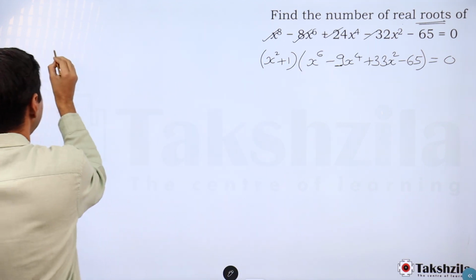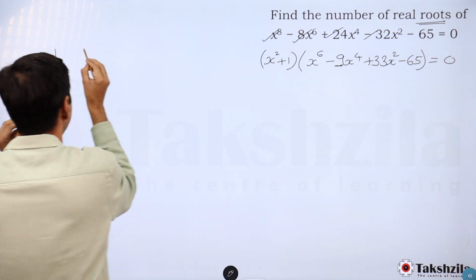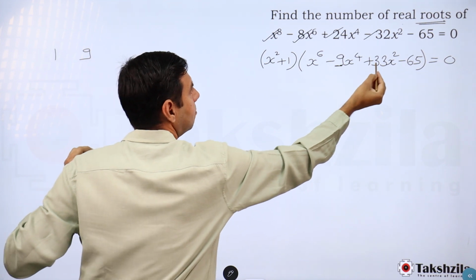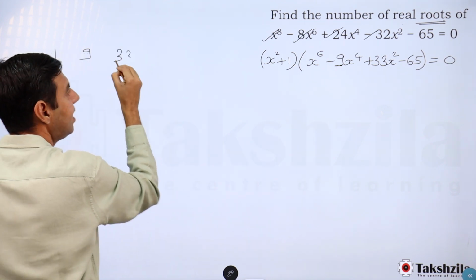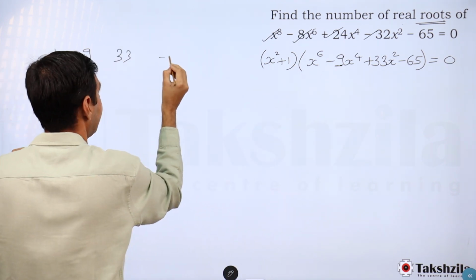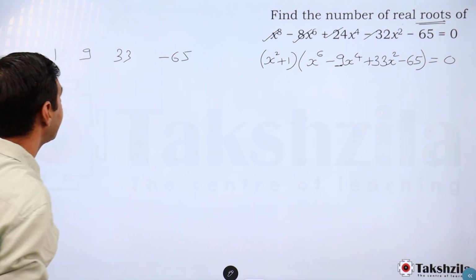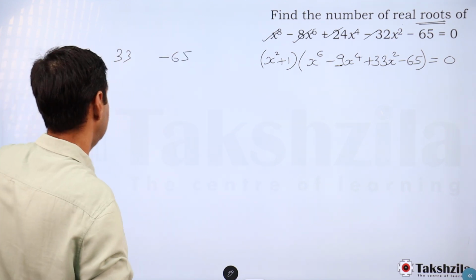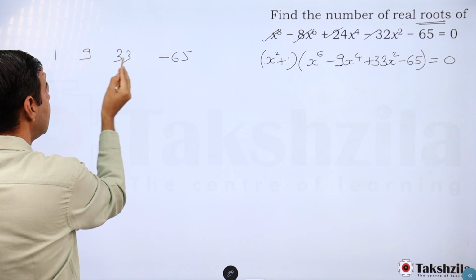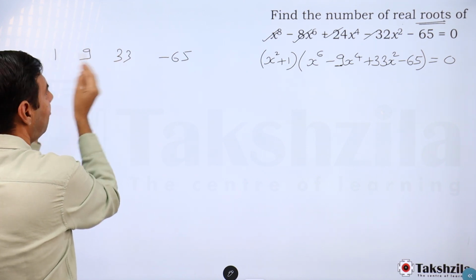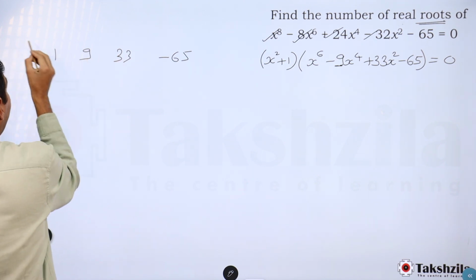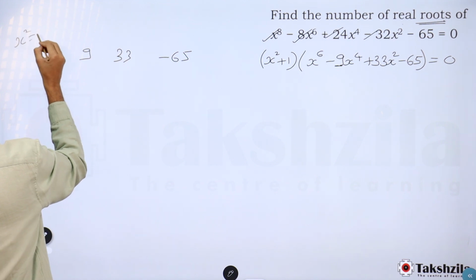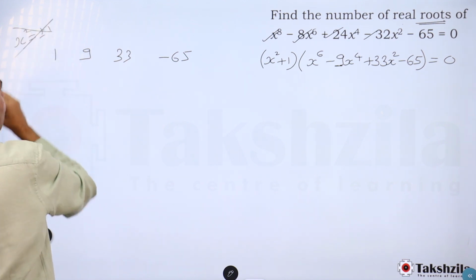So I'll take the coefficients 1. This could be a plus or a minus 9. This could be a plus or a minus 33. And this is a minus 65. Now there's no way that I can make this 0 with these values. Right? Because even if I take all this plus, it is just around 43. So x square is equal to plus or minus 1 will not work.